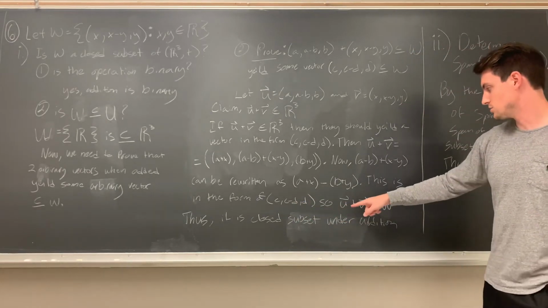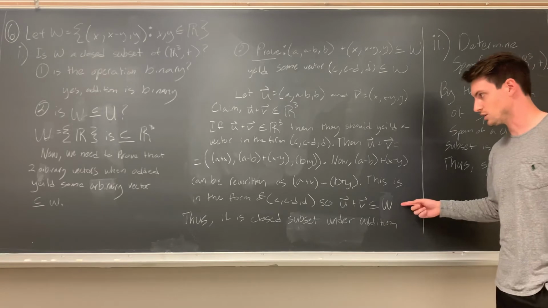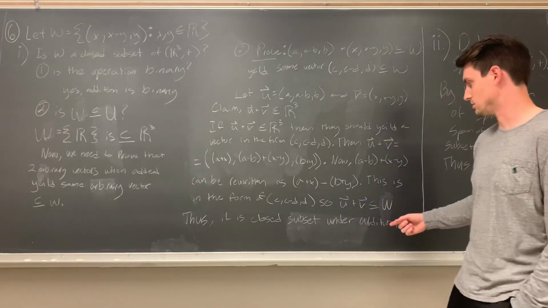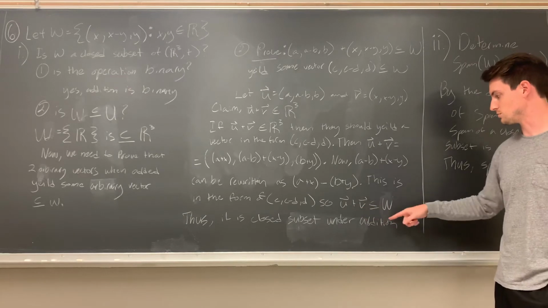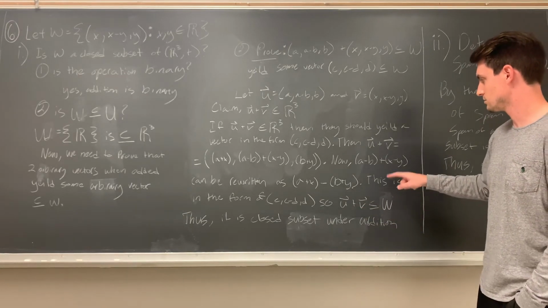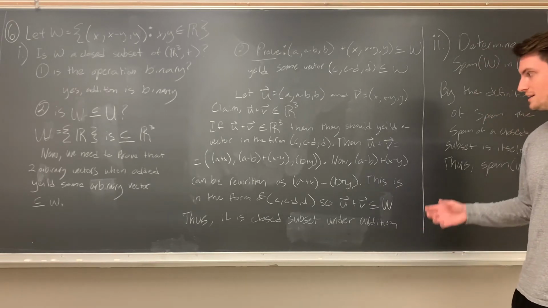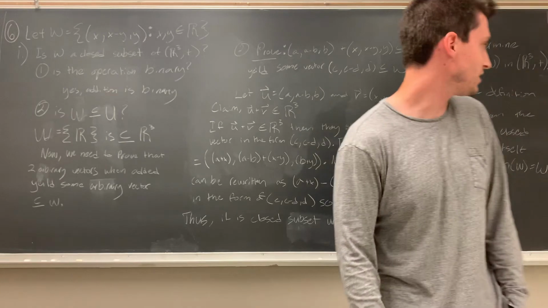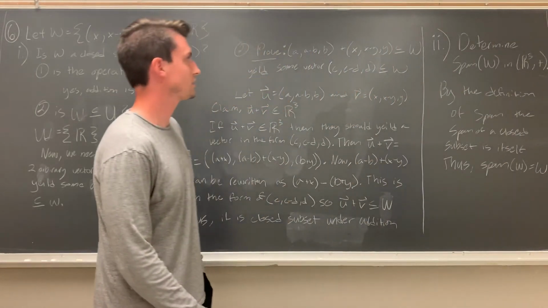So vector U plus vector V is a subset of W, thus it is a closed subset under addition, because we found both of those to be a subset of W, and we wanted to find that in a subset of W. So Noah's going to carry us through to our last part.